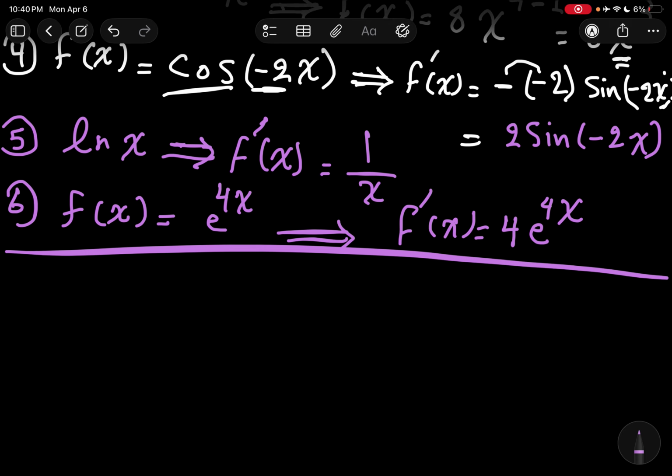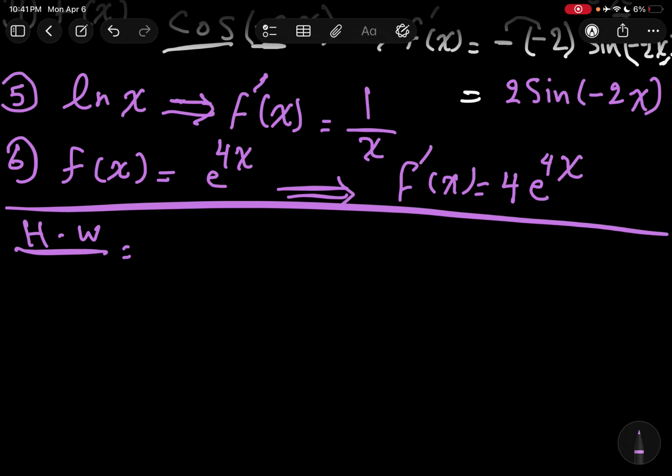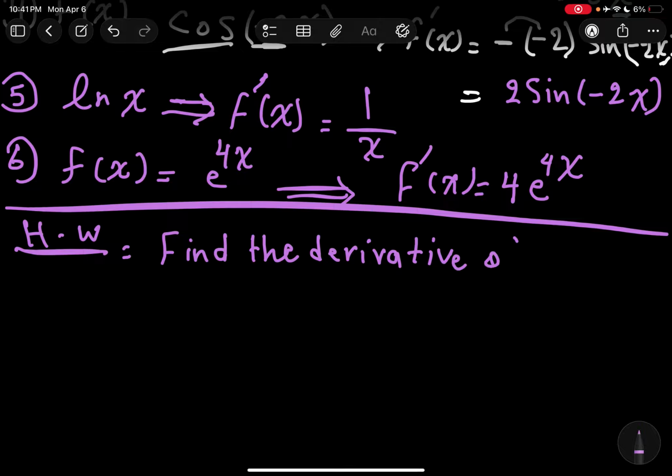So guys, I'm gonna give you some homework. You should solve it, okay? First you should memorize the rules and then solve this homework. Find the derivative of these functions.